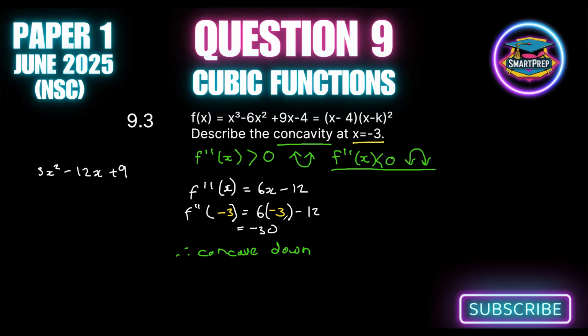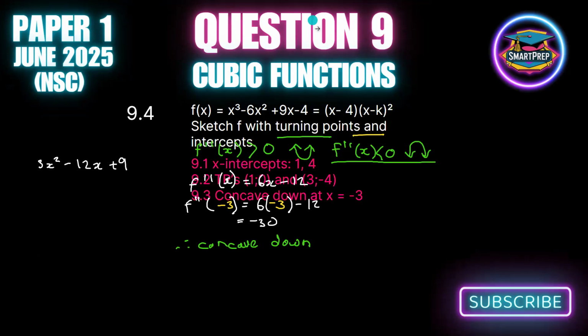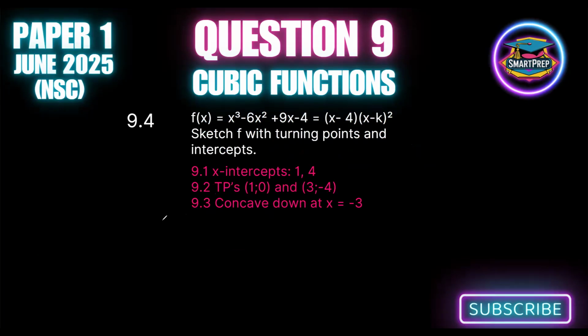Concave down. Okay, now the next one. Let's get to the next one, 9.3, clear all of this. Okay, we sketch f with turning points and intercepts. So I've got down all the values that we got for 9.1, 9.2, and 9.3 in order to do this. Okay, so let's do 9.1, right, is our x-intercepts. Okay, so let's do that first.